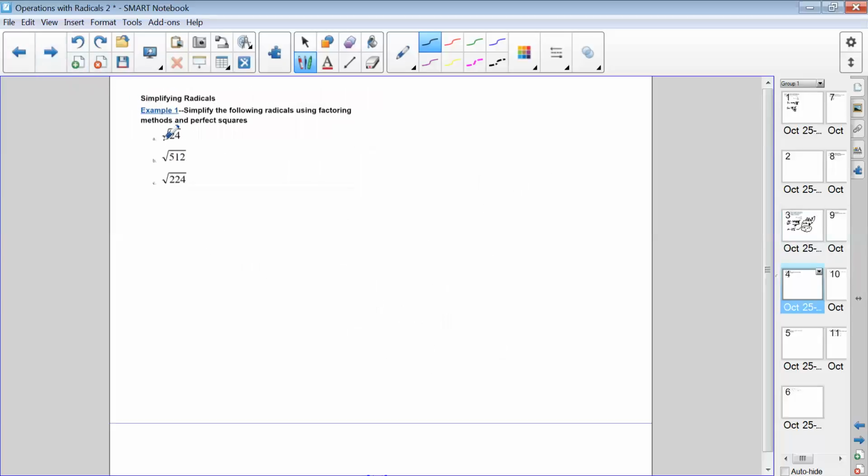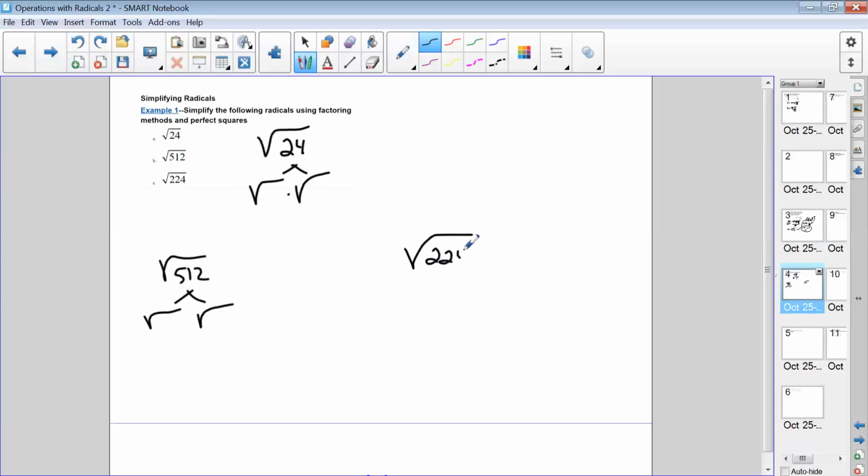So, we've got 3 examples here where we're just simplifying the radical. And remember from class last week, we talked about what we're looking for is one of the factors to be a perfect square. And if we can get one of them to be a perfect square, the other one could be a prime number or a composite number.